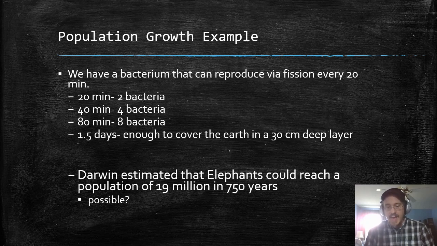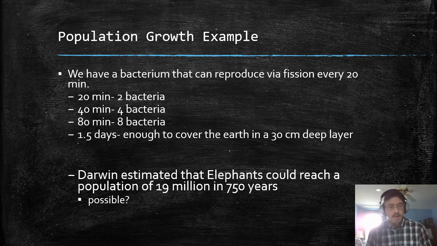Now that is called exponential growth, where you go from 2 to 4 to 8 to 16, so on and so forth. Every time they reproduce, you get an increase of the same amount, essentially, a doubling, if you will.